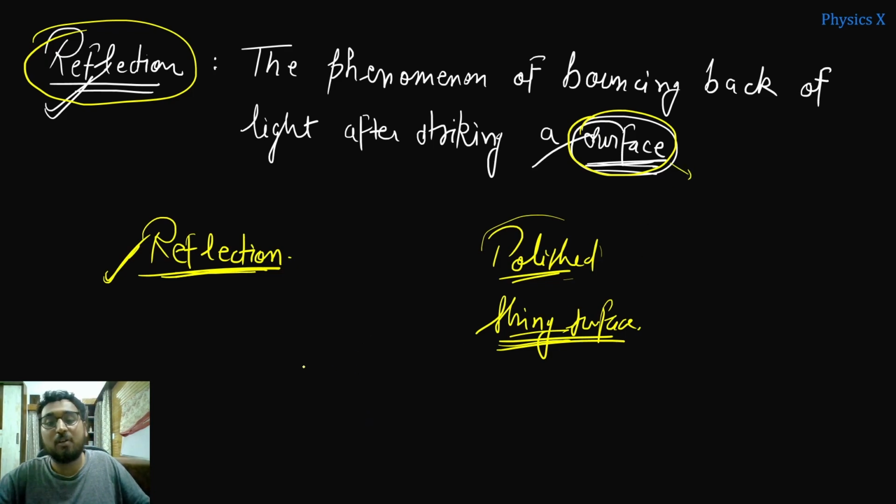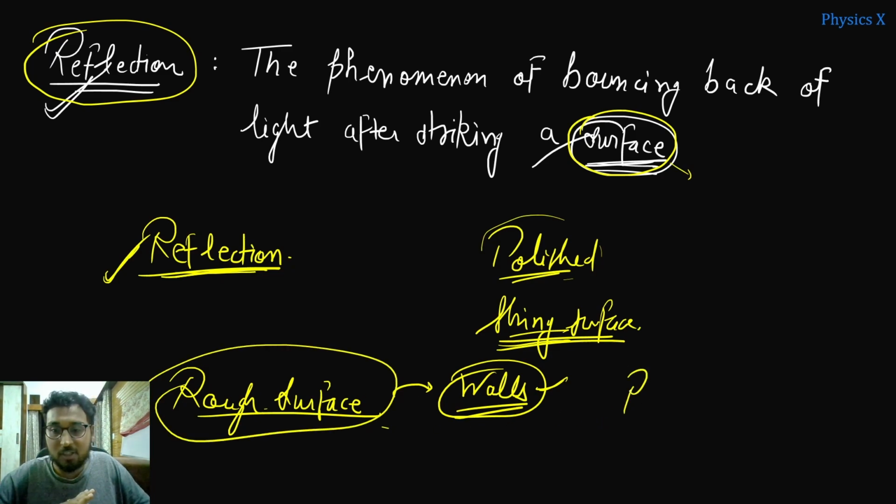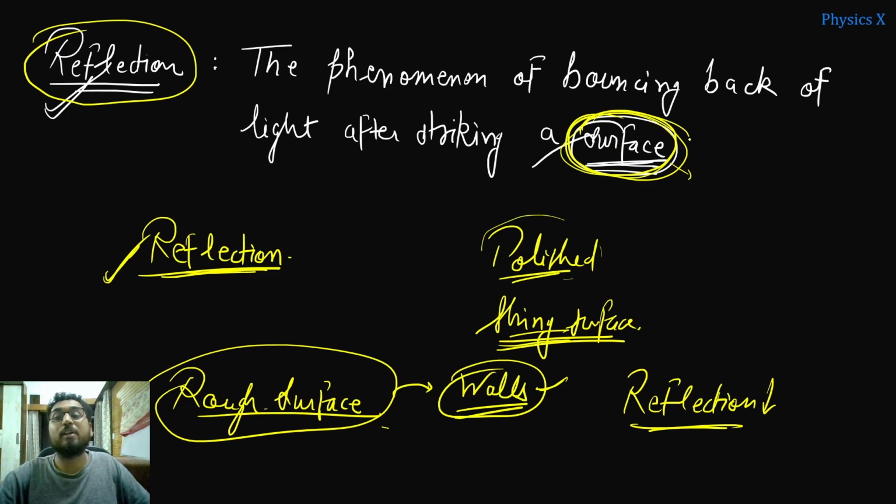And if the surface is rough, for example your walls, sometimes a very blurry kind of image can be observed on the walls when there is presence of light, but that is not a very crisp reflection, because on a rough surface the quality of reflection will go down. So the quality, the nature, the material of the surface will be governing how the reflection is going to be. So this is what reflection is all about.